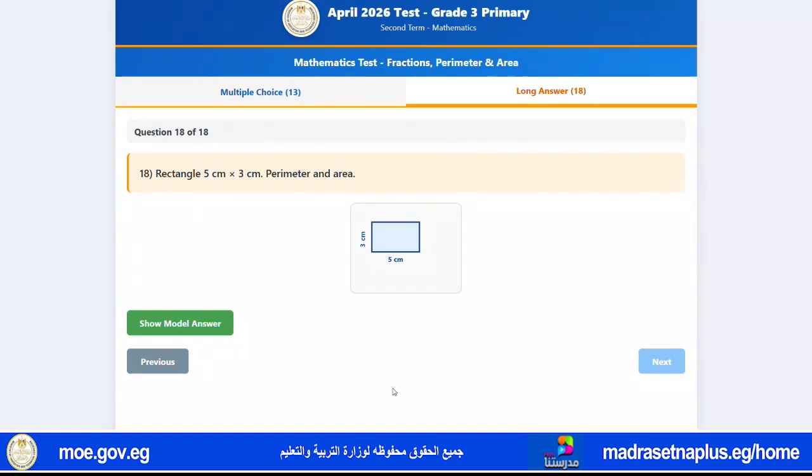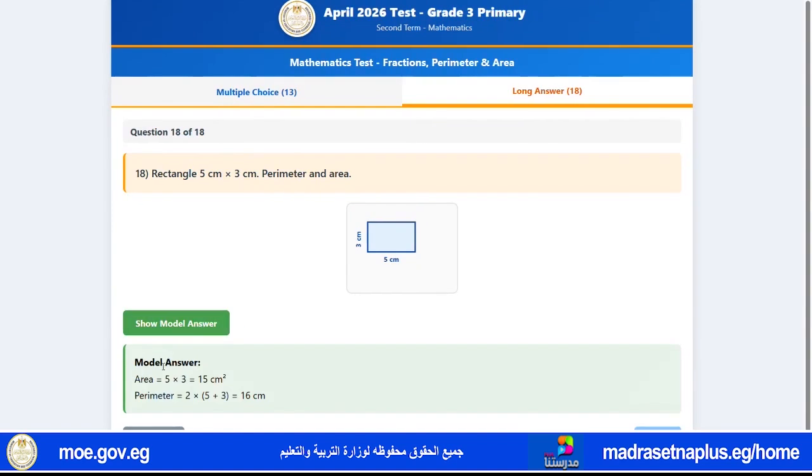How to create equivalent fractions, how to get area if you know dimensions, how to get the perimeter, and so on. The last one talks about a rectangle 5 centimeters long and 3 centimeters wide. Find the perimeter. It's easy for you. 5 and 3 and 5 and 3, or 2 times 5 and 3. It will be 2 times 8, which is 16, but the area equals 5 times 3 equals 15 square centimeters. This area is 5 by 3, but the perimeter is 2 times 5 and 3.